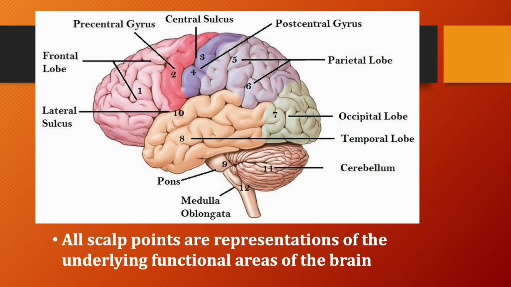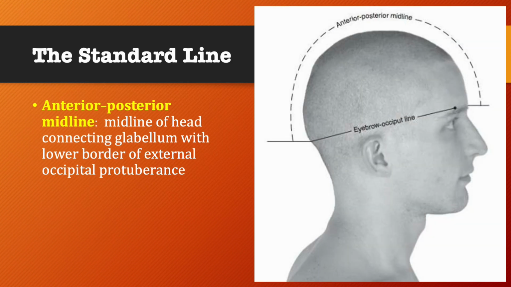All scalp points are representations of the underlying functional areas of the brain. Thus, the most common use of scalp acupuncture will be in diseases in which there is brain damage, such as CVAs or severe head injuries.